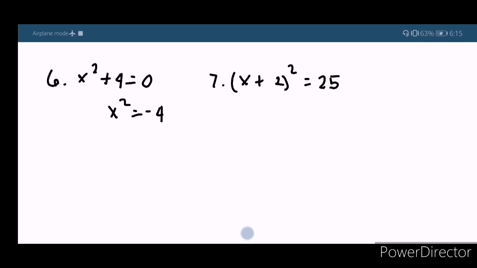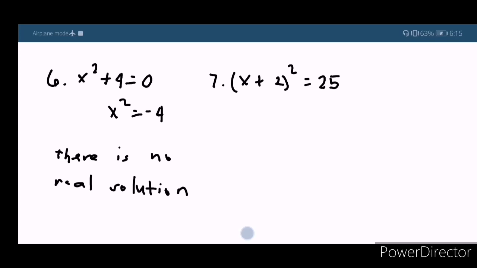So, ang sagot natin, ang dito ay, there is no real solution. Okay? Because square root of negative 4 is not a real number. Okay? So, ang sagot natin, there is no real solution.